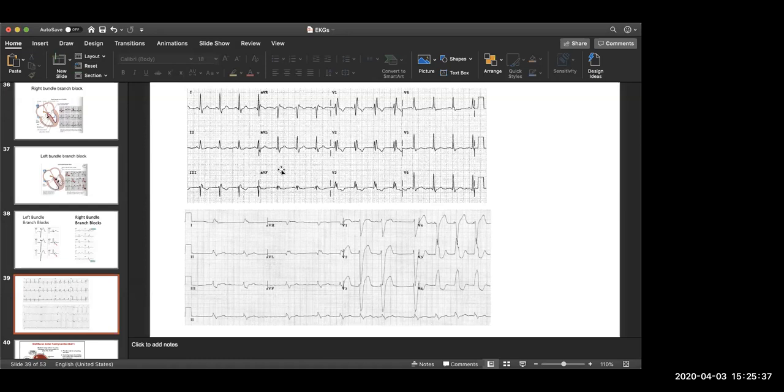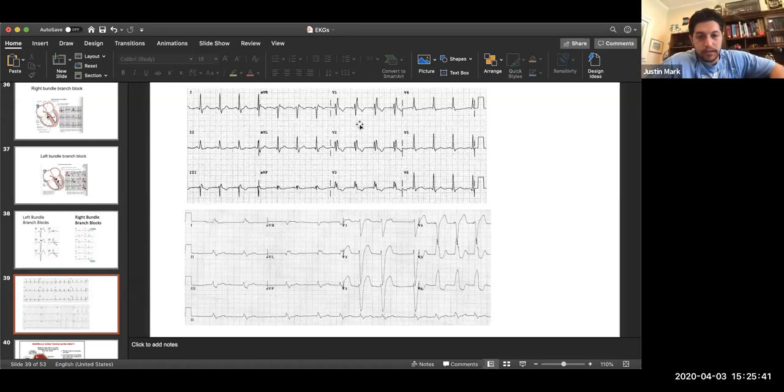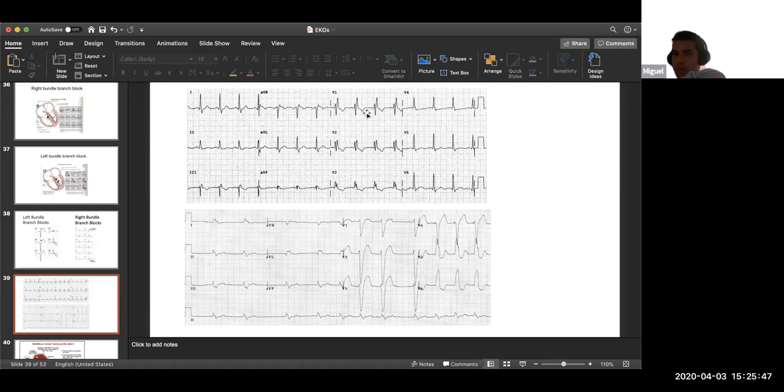Yeah, I'm glad you brought that up. That's really good. But in terms of bundle branch blocks, we can all agree that we have a right bundle branch block here, right? Yes, sir. Okay. And then, of course, what do we have here?